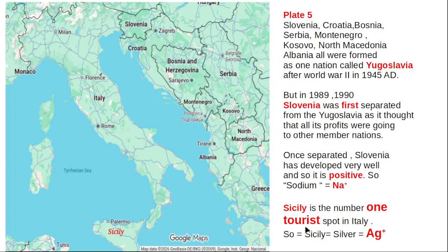Sicily is the number one tourist spot in Italy. So Sicily is equal to silver is equal to Ag plus. You have to link Sicily with silver. Why? Number one tourist spot in Italy. That is why it is Ag 1 plus.